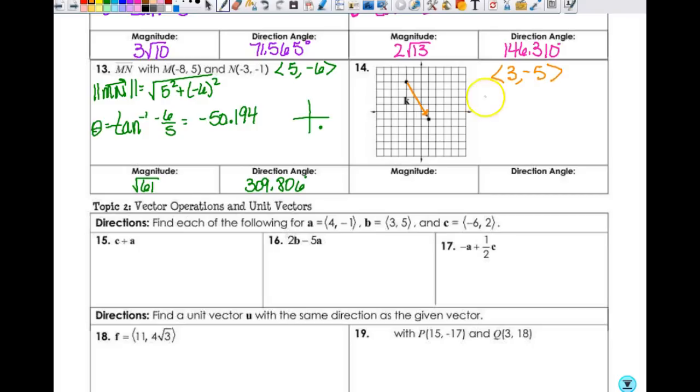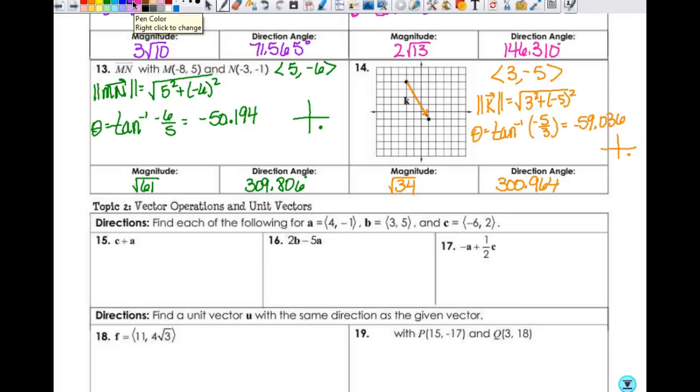Find the magnitude of k. That's equal to the square root of 3 squared plus a negative 5 squared. Magnitude of k, square root of 34. Angle theta is equal to the tangent inverse of negative 5 over 3. Calculator gives me negative 59.036. All right, well, this is a fourth quadrant angle because it's negative. This is directed towards the fourth quadrant, so I want the fourth quadrant angle, just not negative, so I add 360 and get 300.964.